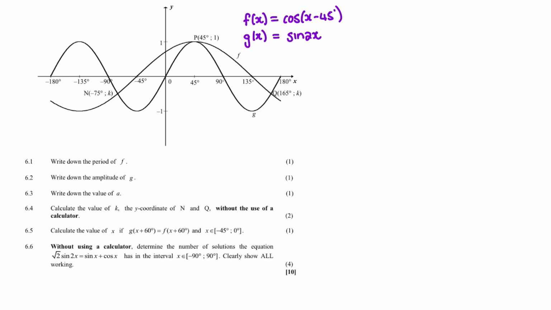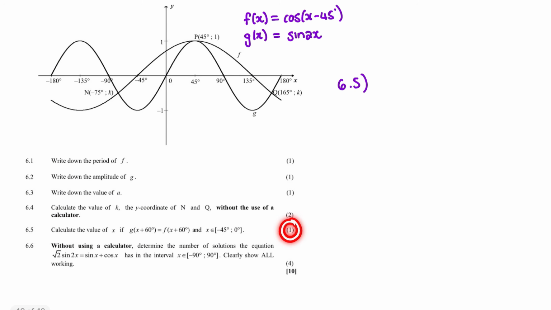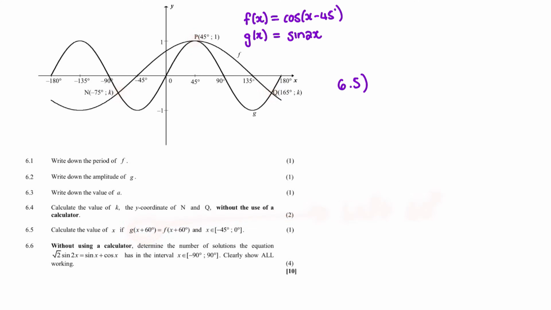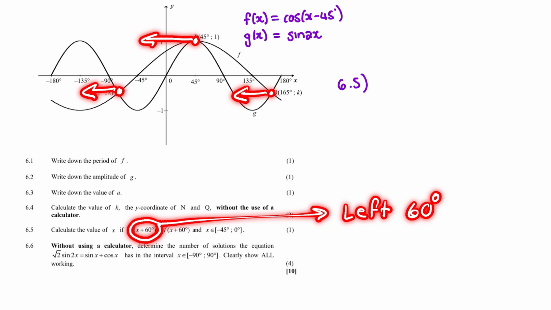6.5. Calculate the value of x if g(x + 60 degrees) is equal to f(x + 60 degrees) in the interval of x between minus 45 and 0 degrees. So for 6.5, I actually don't have to calculate anything, and it's only for 1 mark. I can see that the points of intersection are at x = 45 degrees, 165, and minus 75. And x plus 60 means move those points to the left by 60 degrees.